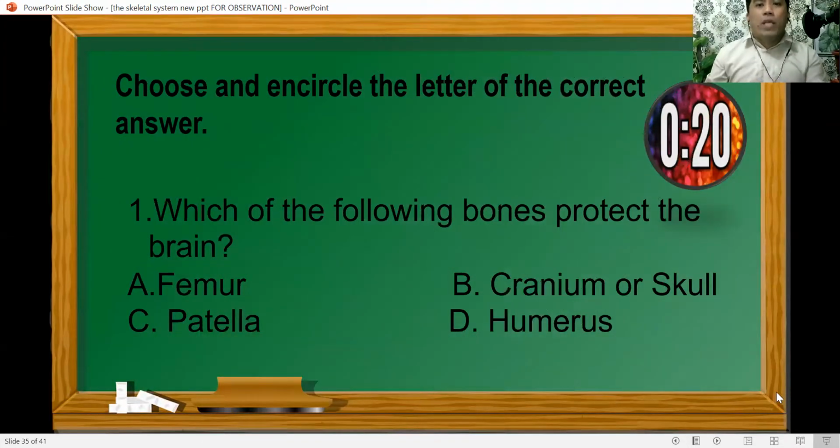Yan. So sige nga, sagutan natin. Andyan din yan sa worksheet ninyo. So I will give you 20 seconds for each item to answer. Tapos after that, checkan natin. Ha? Okay. So let's start with number 1.